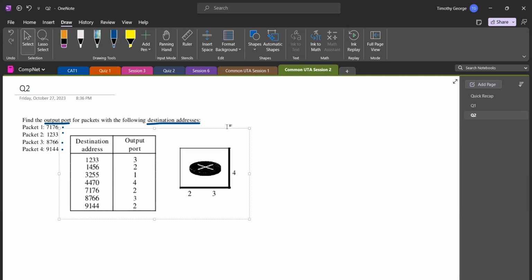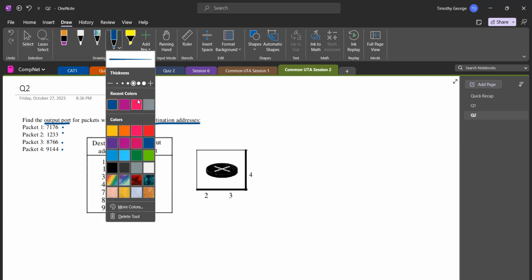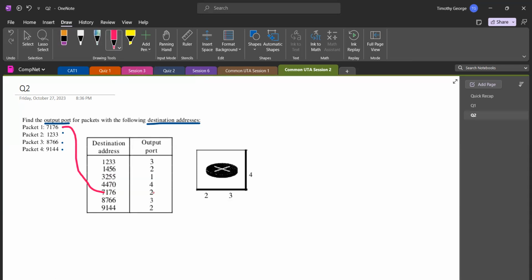This is a very simple question. You cannot get a simpler question. You're given a destination address, and you need to find what output port it should come out of. So it's simply matching between the two. 7176, match it to the table. That's your answer. Packet 1 goes through port 2. That's all. So we can quickly finish this question.